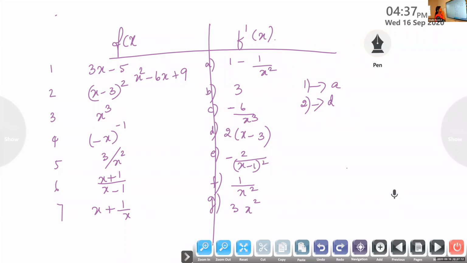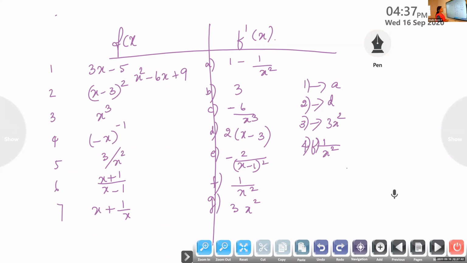What about the answer of third one? 3x square. Fourth one, minus x raised to minus 1. 1 by x square. Very good. It is 1 by x square. Okay, derivative of 1 by x is minus 1 by x square. Already one minus is there. Those two negatives will combine and you will get positive.